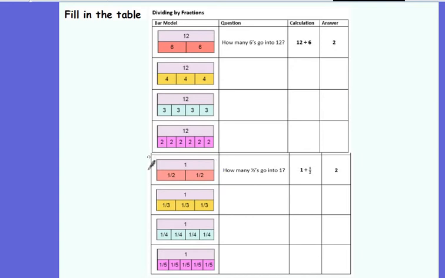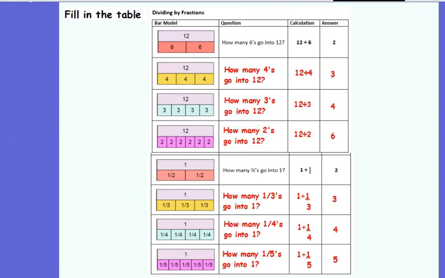For example, the first one, I've said 1, I've divided it into halves. The question I'm asking is how many halves go into 1, otherwise known as 1 divided by a half, and the answer is 2. Pause the video for 10 minutes and complete that now, please. And these are the answers. Please check your work and see how you did.